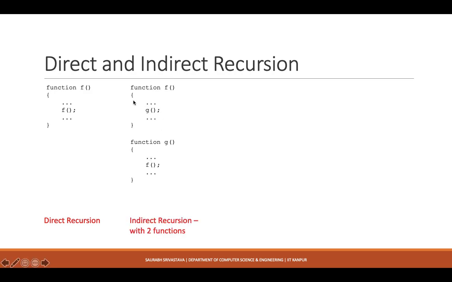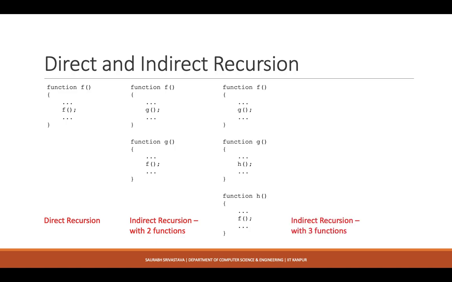Indirect recursion with two functions looks something like this. There is a function f, and then a function g, and f calls g, and then g calls f back again, right? Again, it might not make any sense to you as of now, like why is g calling f back? But yeah, there are certain cases when it happens. Now the third case is where I have a chain of three functions. So f calls g calls h, and then h calls f back, right? So the idea is something like this.